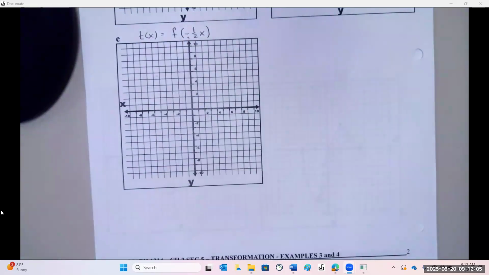Look at your notes from yesterday. What happens when there's a negative in front of the x on the inside? What happens? Look at your notes, everybody. What happens to the graph when you have a negative in front of the x in the function?